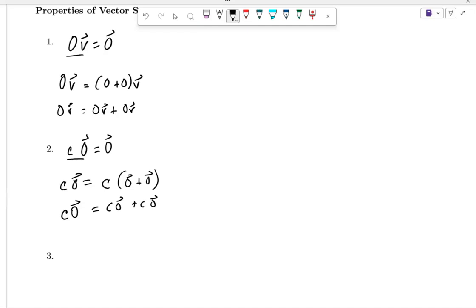So in both cases, you would add the additive inverse. Yes, in both cases, you add the additive inverse of the vector to both sides. Yep, and then cancel. Yep. Say that again.